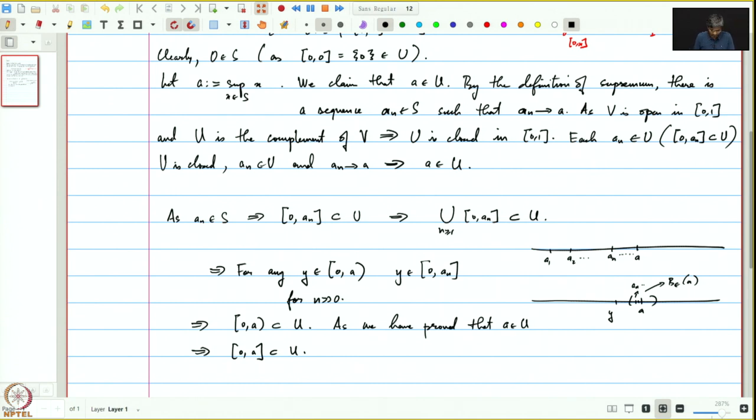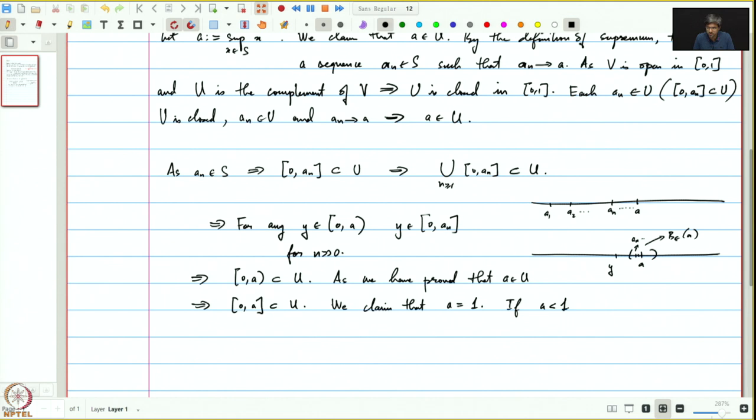Okay. So now we claim that a has to be equal to 1. If a is not equal to 1, so if a is strictly less than 1, right? So once again we have 0, we have 1 here. And let's say a is somewhere over here, then there is epsilon positive such that the interval (a minus epsilon, a plus epsilon) intersected with [0, 1] is contained in U. So we can choose a plus epsilon such that a plus epsilon is strictly less than 1. We can do this as a is strictly less than 1.